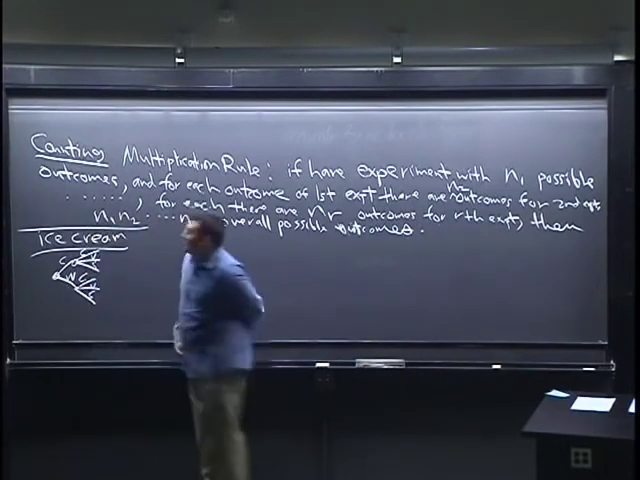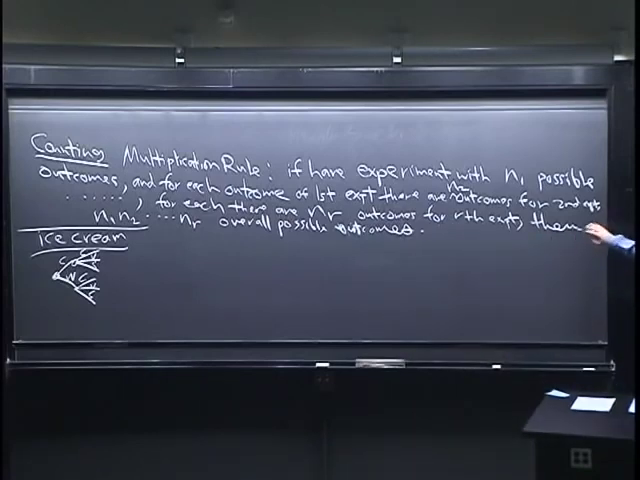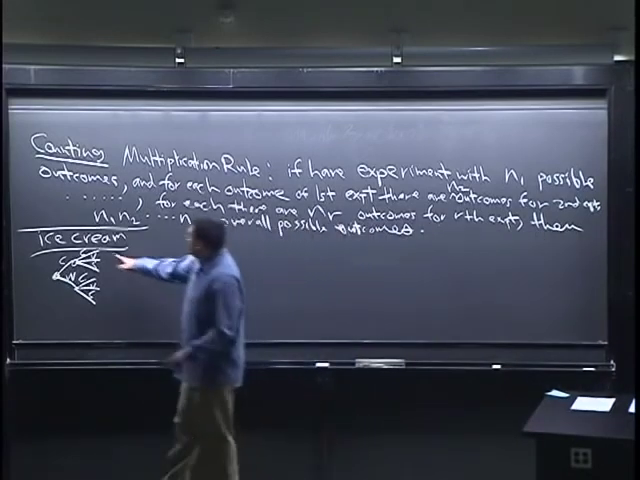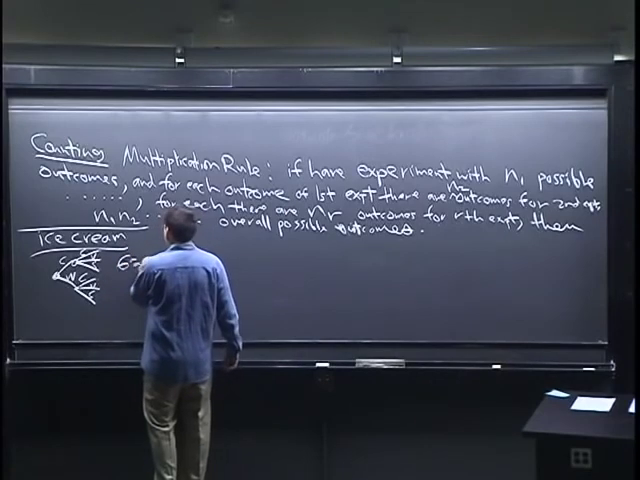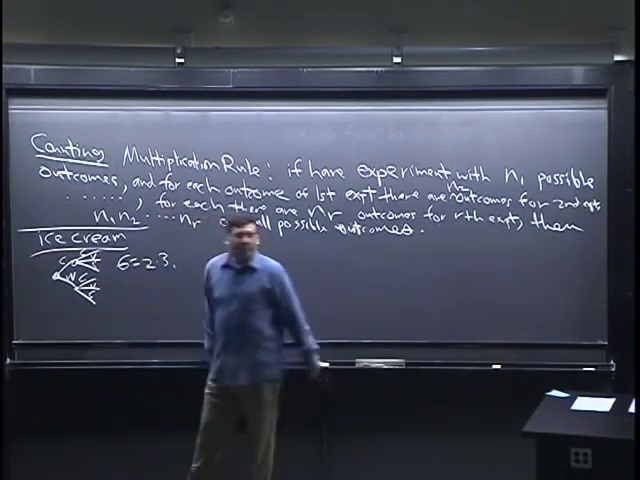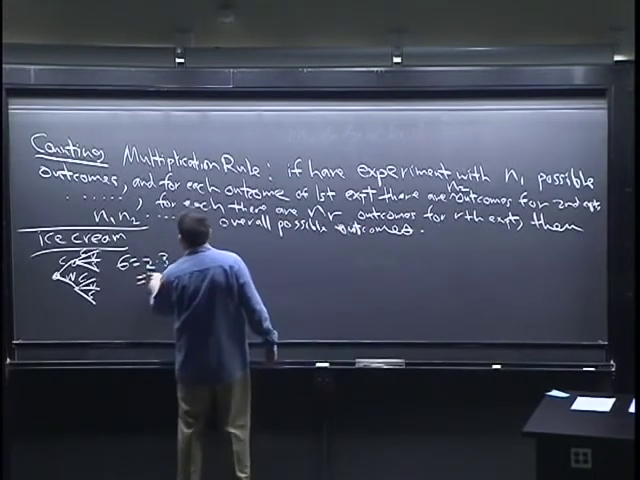Chocolate, vanilla, strawberry. There we go. That's the tree diagram. Once you understand this tree, all this abstract stuff should become obvious. How many possibilities are there? Well, obviously there's 6: 1, 2, 3, 4, 5, 6. Why is it 6? 6 equals 2 times 3. Now notice also that 6 equals 3 times 2.